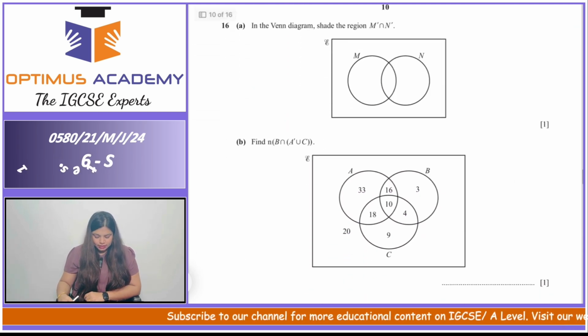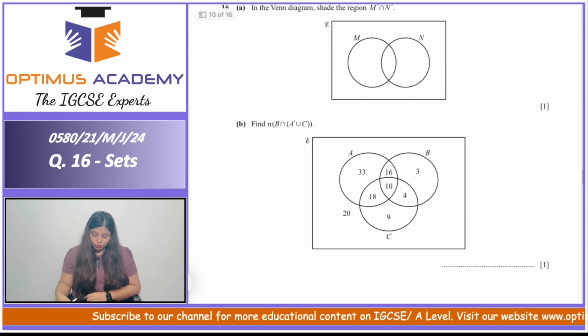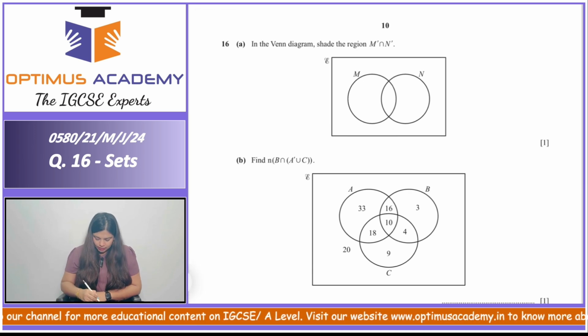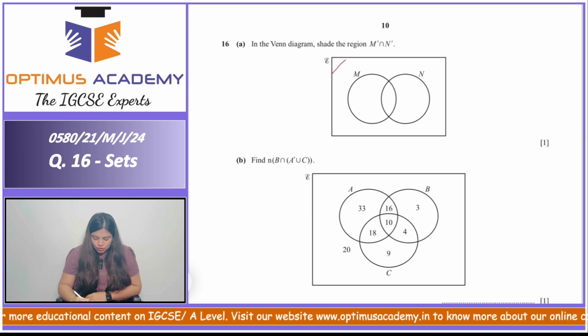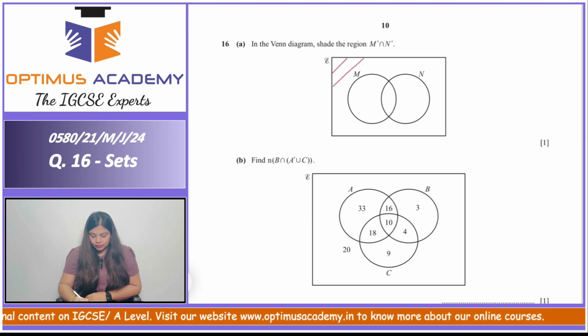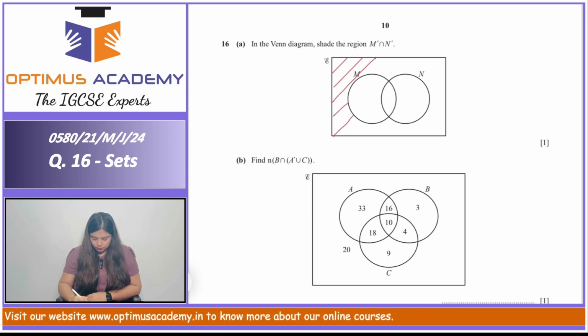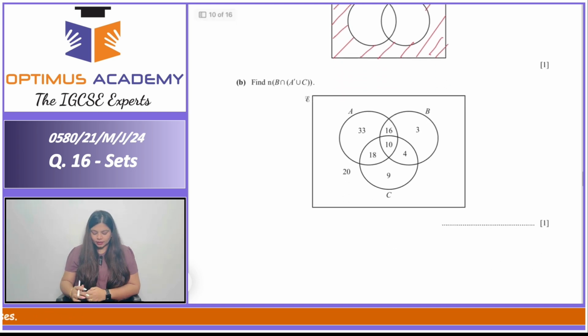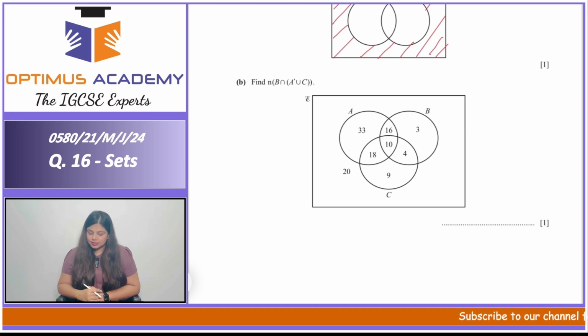Next question, question 16 is about Venn diagrams. We have to shade here M dash intersection with N dash. That means we have to shade the outer part leaving the entire M union N. Okay. In the next question, B part, find n of B intersection with A dash union C.